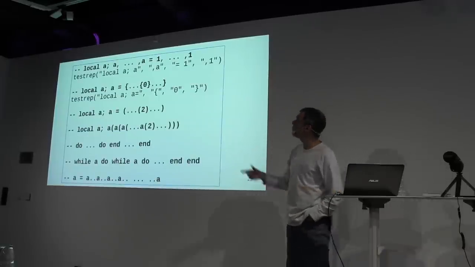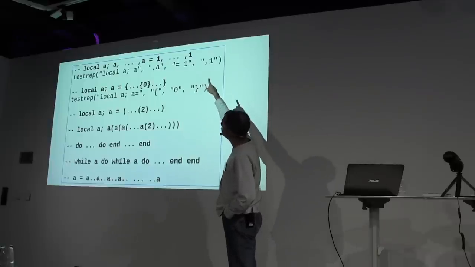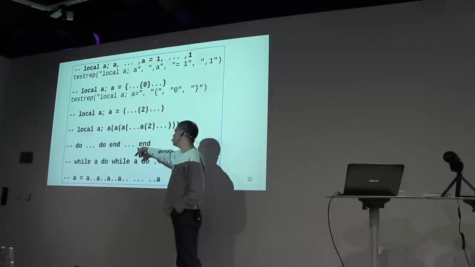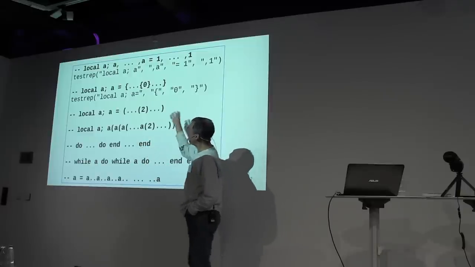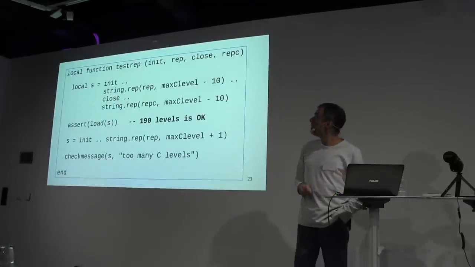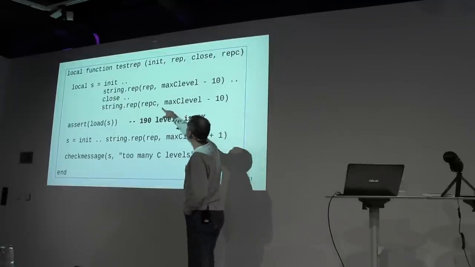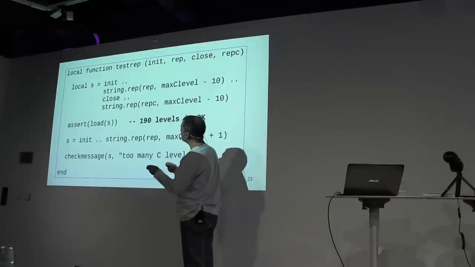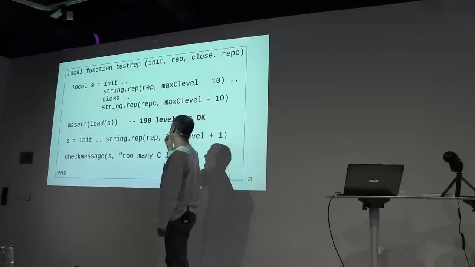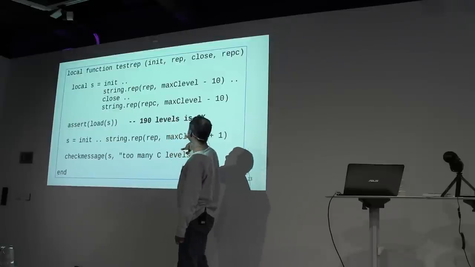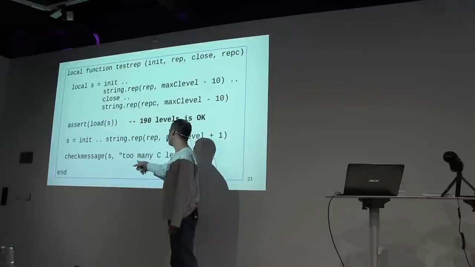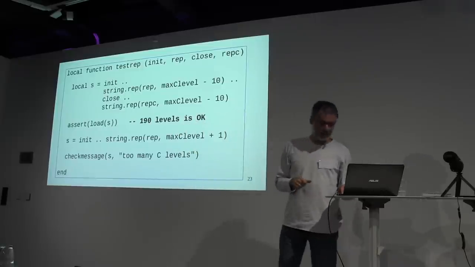We use that repetition for all kinds of cases: multiple assignment, nesting constructors, nesting parentheses, nested calls, nested structures, etc. All of them use this function test rep, which has a very simple implementation. As I say, it just repeats the repeat part. It always gets the string, tries with 190 repetitions, which should work, and then tries again with this maxi level that is 200 plus 1, and then it should get an error message with too many levels in that case.